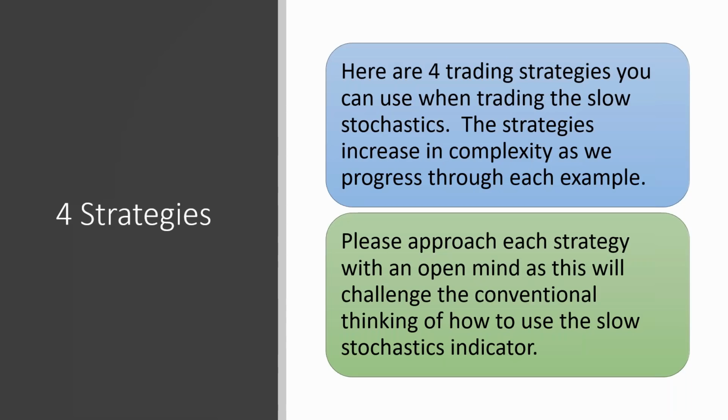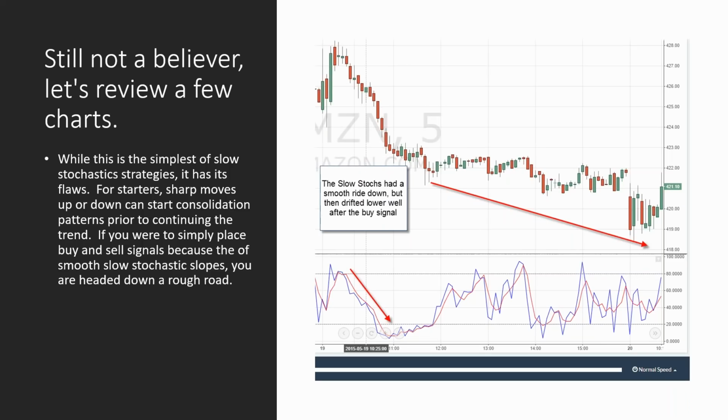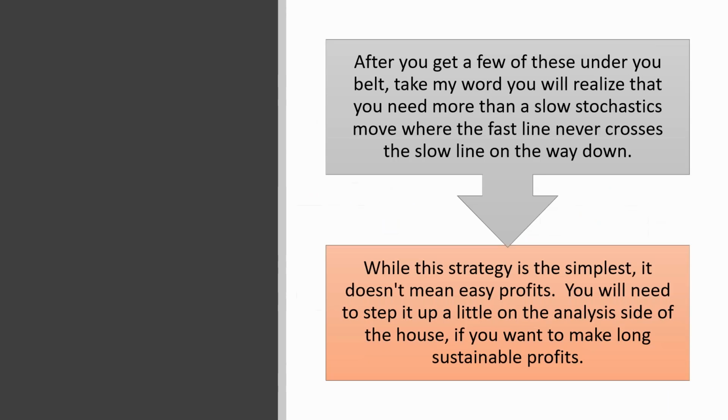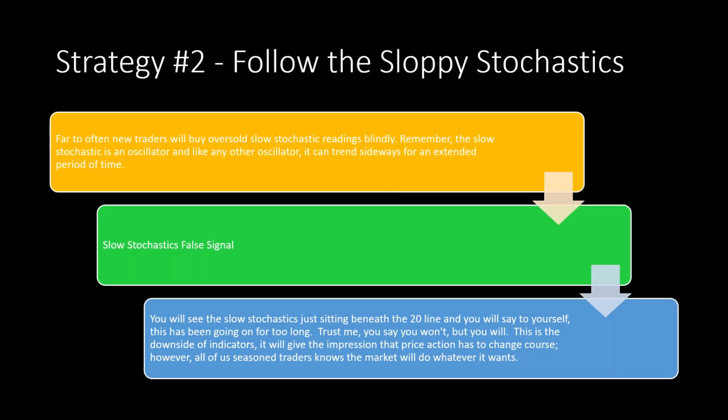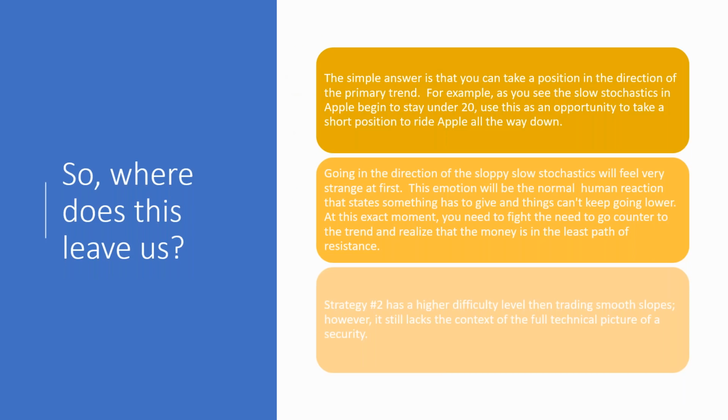Now, there are many different strategies that you can use to trade stochastics, okay? And you have to learn all of them, but identify stochastics with smooth slopes. You can look for weak, slow stochastics as buy signals. Follow the sloppy stochastics. Each one of these is a little method that is explained to you in that handout. So there are all types of variations of what you can do, but the simple answer is that you can take a position in the direction of the primary trend.